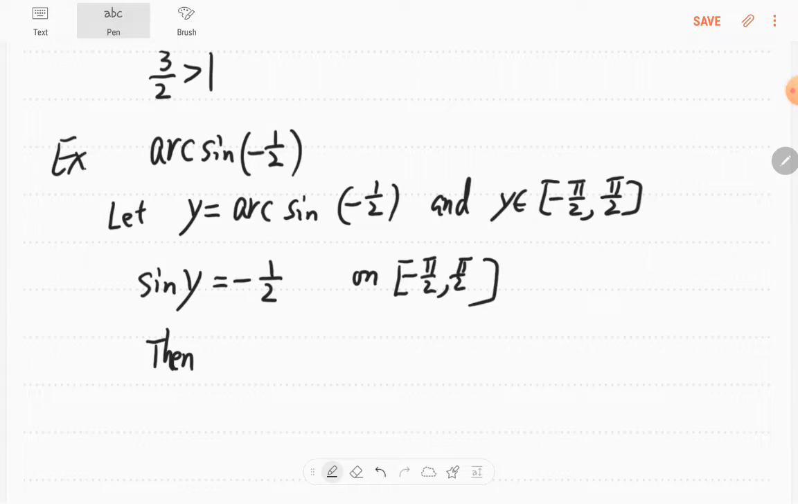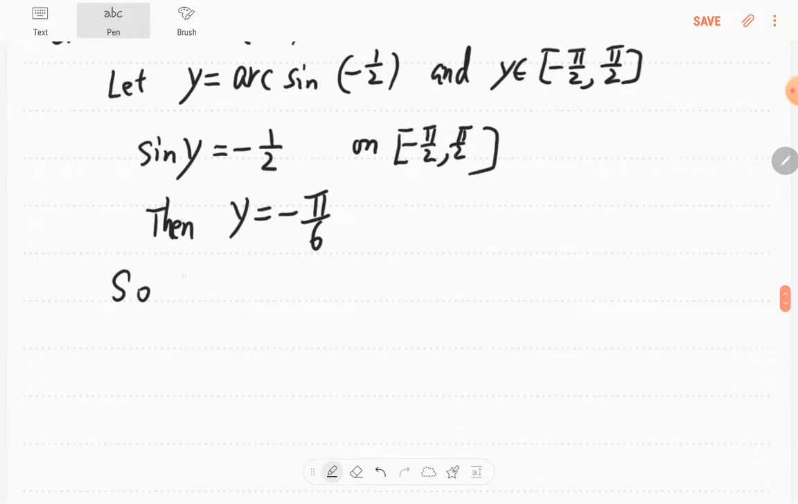we know that this y should be in the first and the fourth quadrant. In the first quadrant, it's always positive. So now it's in the fourth quadrant, right? But it's from -pi/2 to 0. This is the fourth quadrant. So this y must be -pi/6. So we can say that arc sine of -1/2 equals -pi/6.